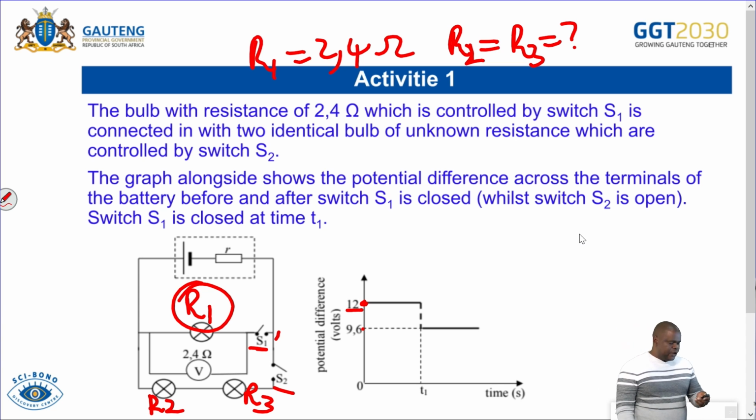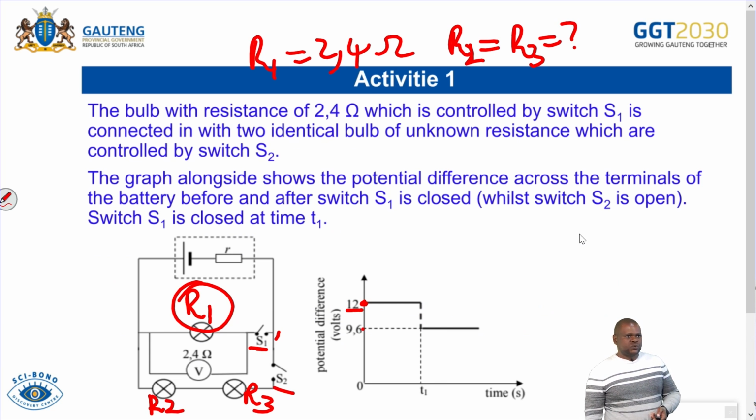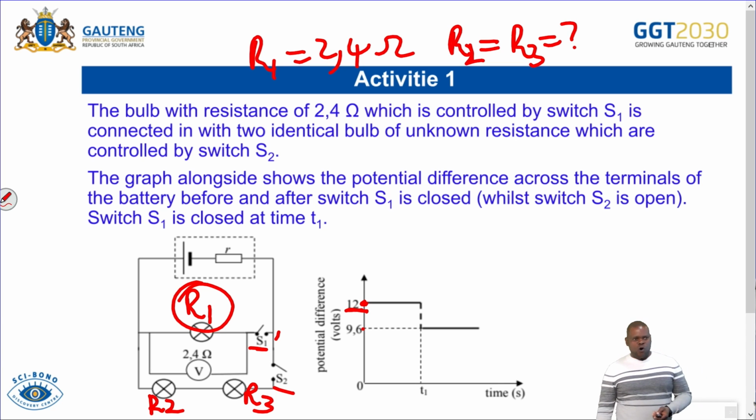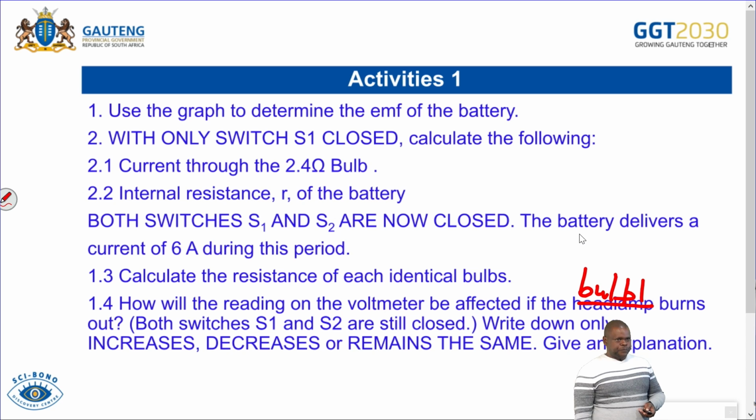That means when you say determine the EMF, we want the maximum voltage that the battery can give to the circuit, the voltage inside the battery. From here we have 12 volts. Are we together? Yes. The battery can give us a maximum of 12 volts.